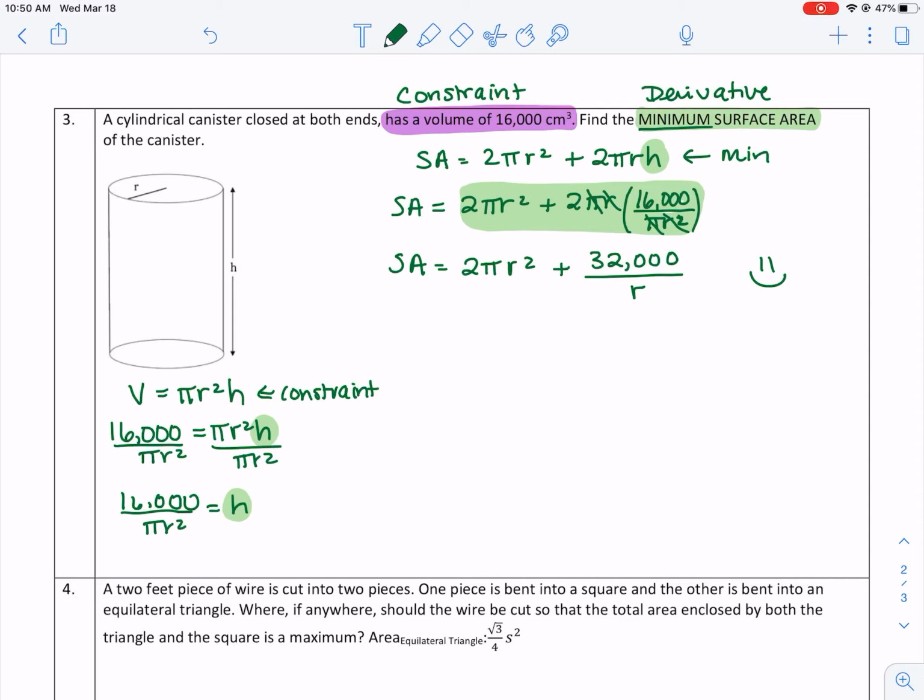And now that it's all in terms of one variable, we can take the derivative of the surface area. Just using your power rule, we have 2 times 2 is 4 pi times r.